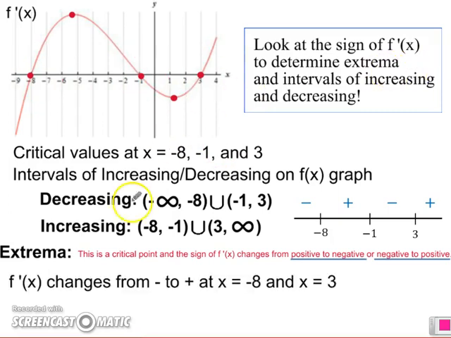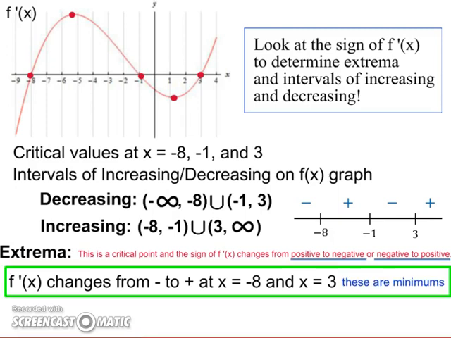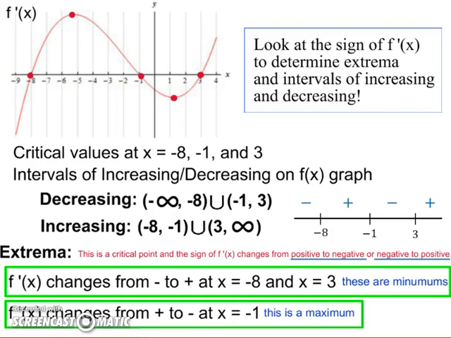So nothing changes. Everything is the same. The graph changes. The sign of the derivative changes from negative to positive at -8 and +3. So those are minimums. And then the derivative changes from positive to negative at -1. Those are maximums.